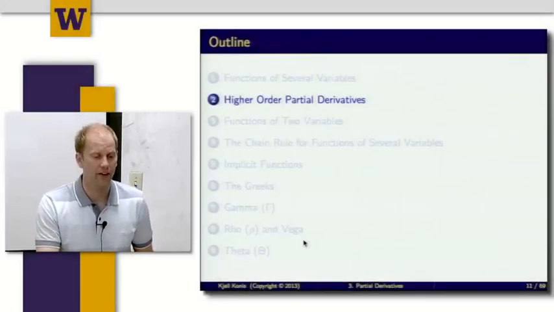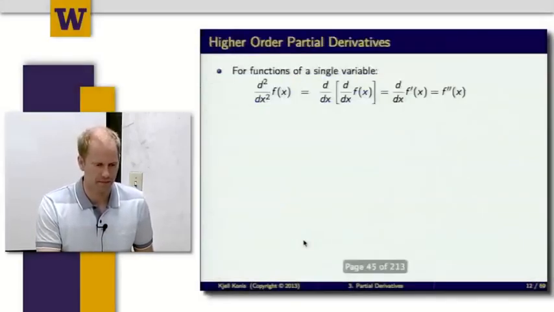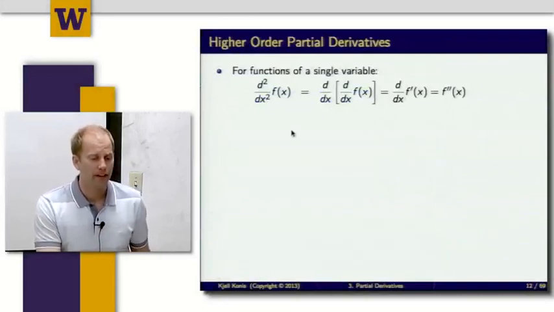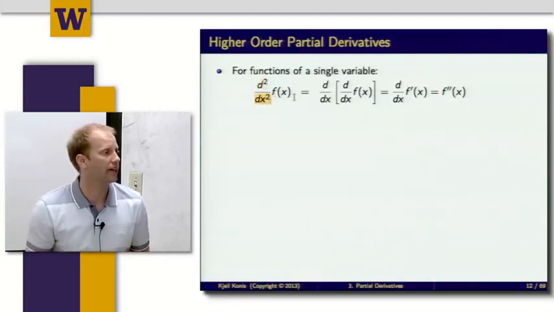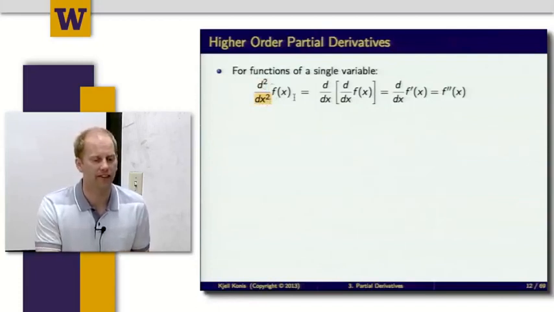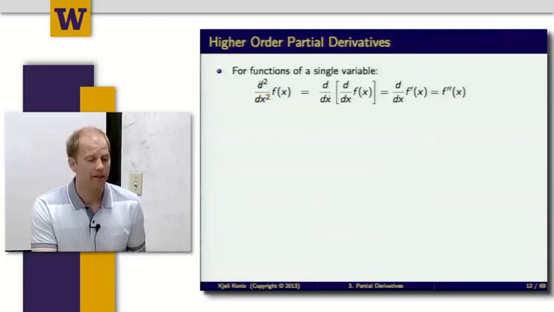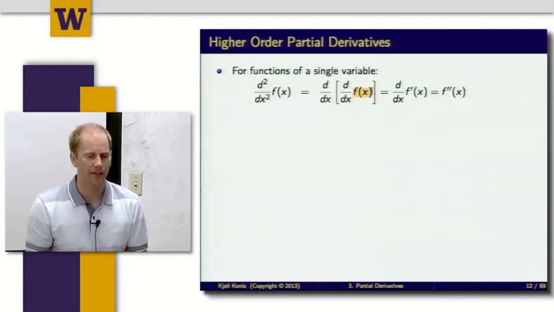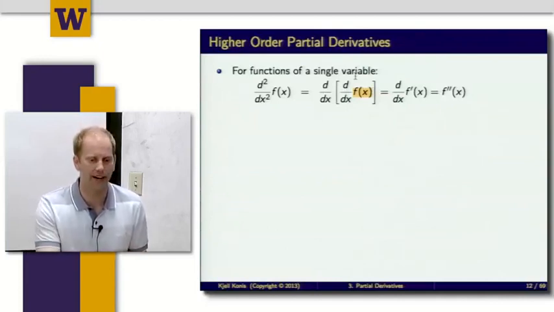So now we'll look at higher order partial derivatives. Remember, for a function of a single variable, I could say d squared by dx squared of f of x when I wanted to talk about the second derivative of f of x. What I mean by this notation is take the derivative of f of x with respect to x one time. The thing in the square brackets here is going to be another function of x, and then I'm going to take the derivative of that again with respect to x.